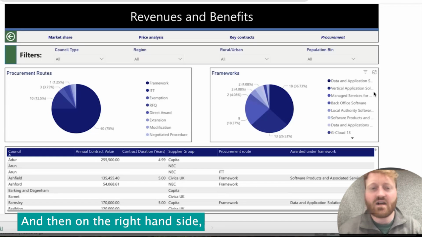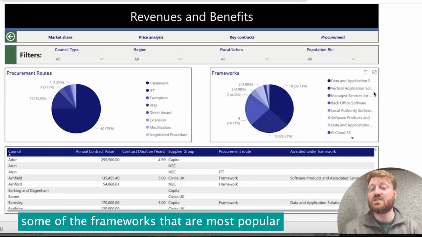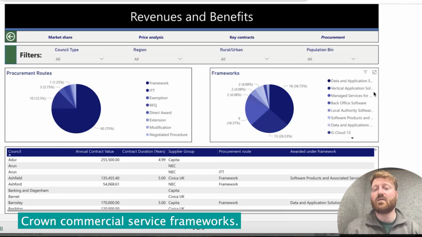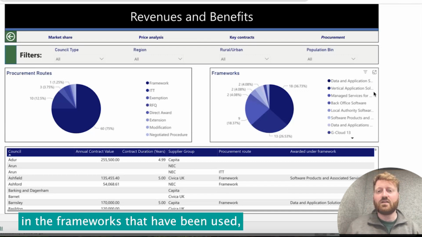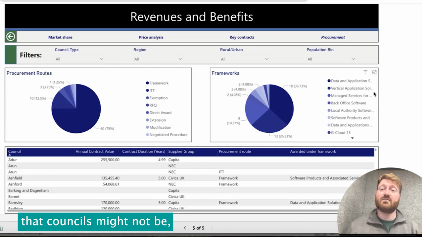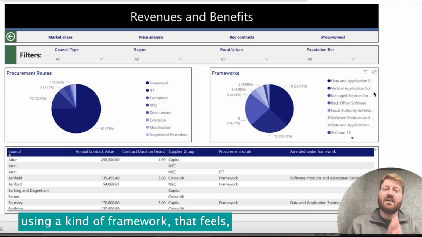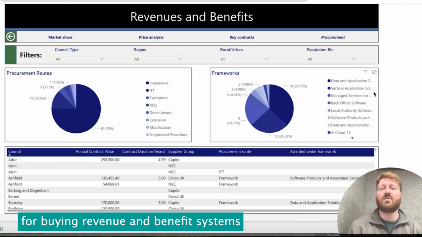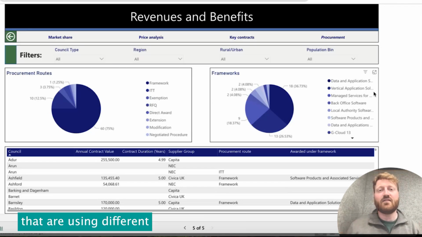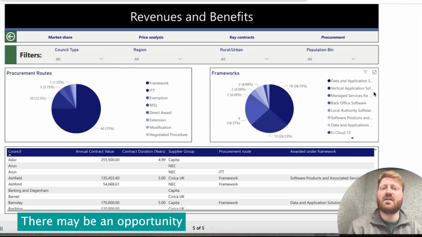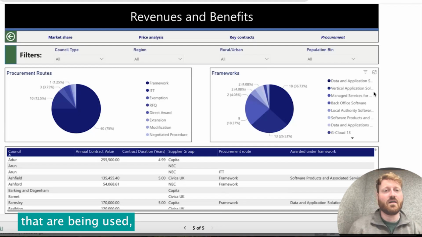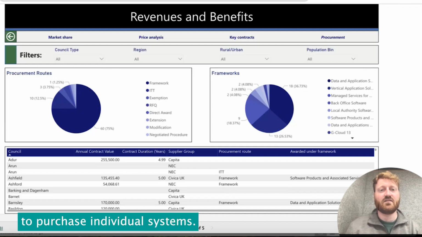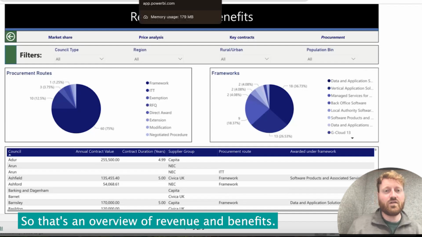And then on the right-hand side, you can see that some of the frameworks that are most popular are the centrally hosted Crown Commercial Service frameworks. I do note that there is quite a lot of diversity in the frameworks that have been used, and that would suggest that councils might not be using a kind of framework that feels fit for purpose for buying revenue and benefit systems, but are using different frameworks in different ways. There may be an opportunity to consolidate both the procurement routes, but also the framework agreements that are being used to purchase individual systems. So that's an overview of revenue and benefits.